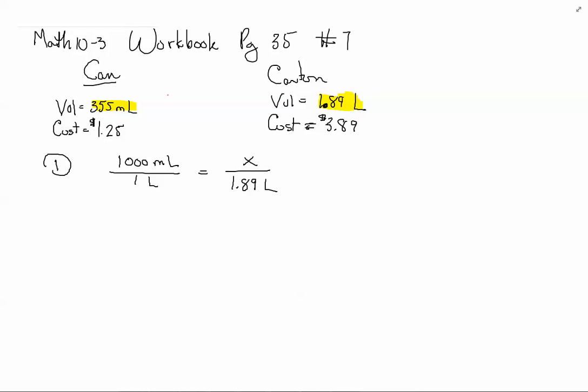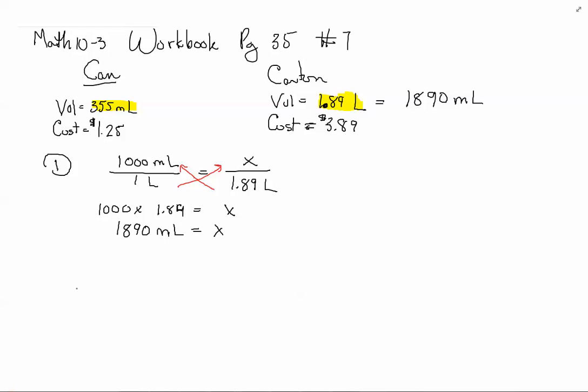We're going to cross multiply, and so we get 1,000 times 1.89, and that's equal to 1x. So we have 1,890 milliliters in the carton. So our carton is equal to 1,890 milliliters. So that's our first step.